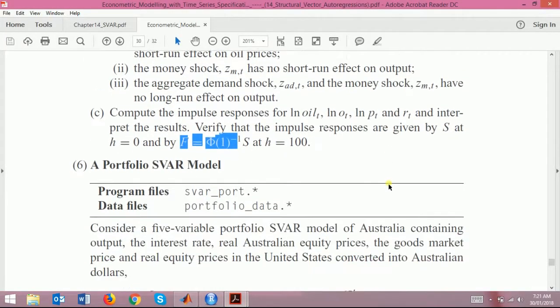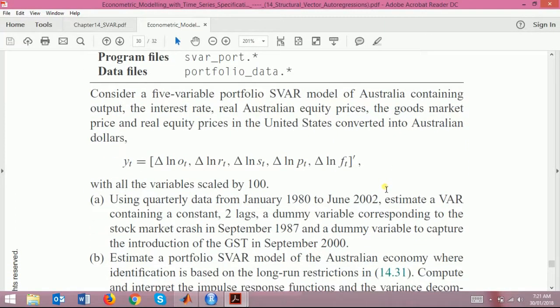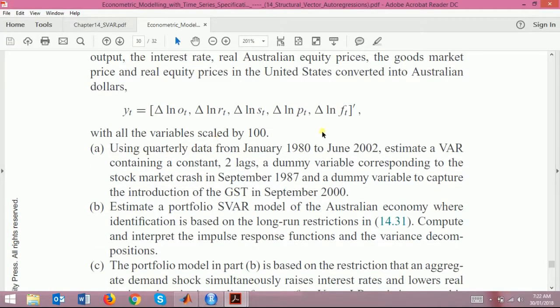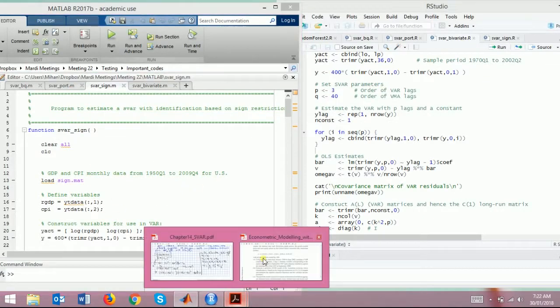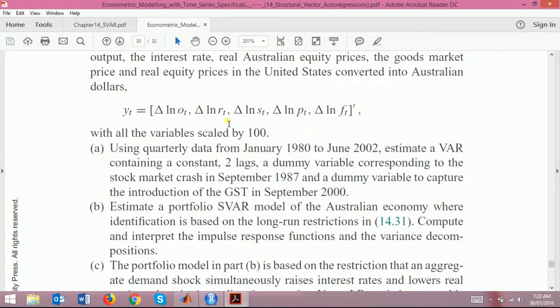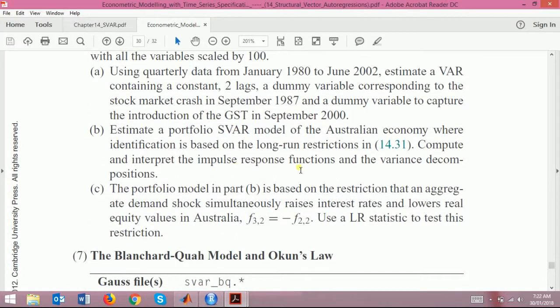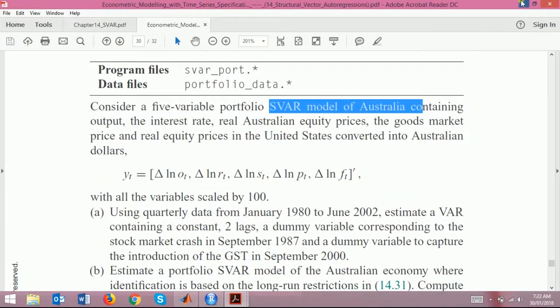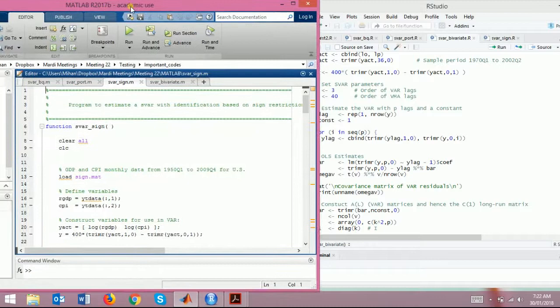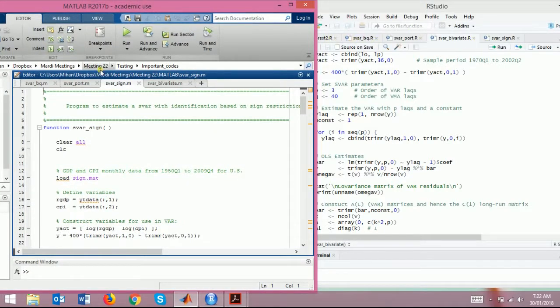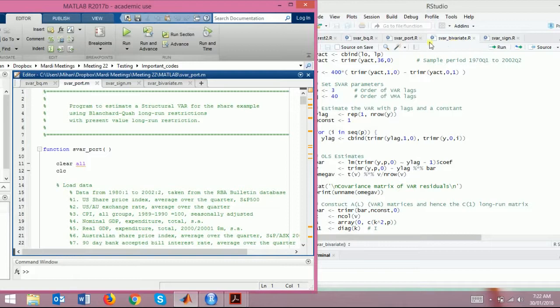The next problem is a portfolio SVAR model. Consider a 5-variable portfolio SVAR model of Australia containing output, interest rate, real Australian equity price, goods market price, realty. 1, 2, 3, 4, 5 variables scaled by 100. So we just scaled them, multiplying as in the last decomposition case, scaled by 100. Which is this problem? Portfolio SVAR. We have this SVAR portfolio.